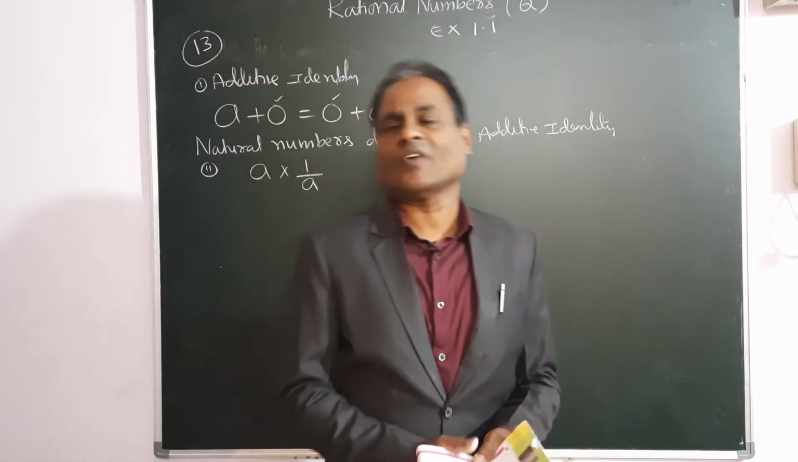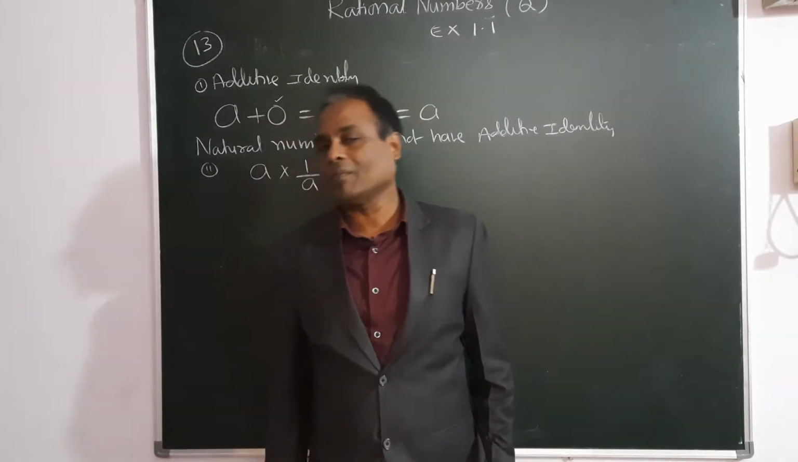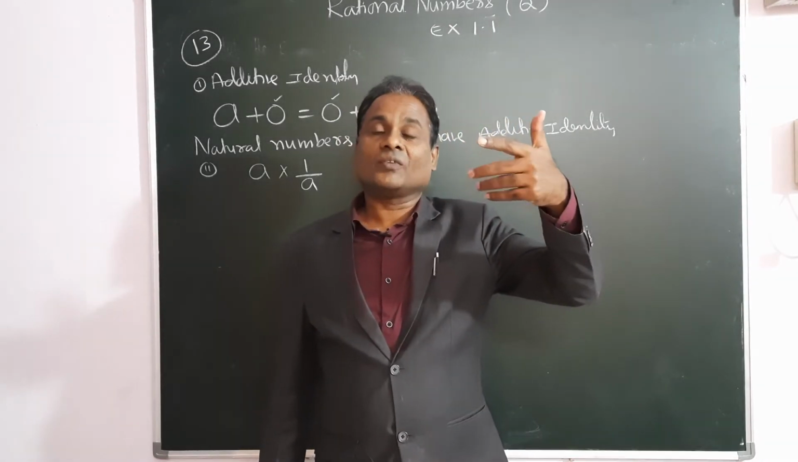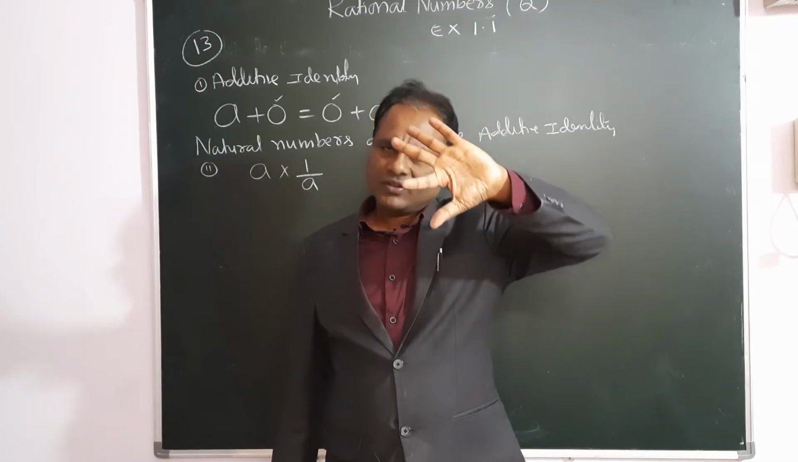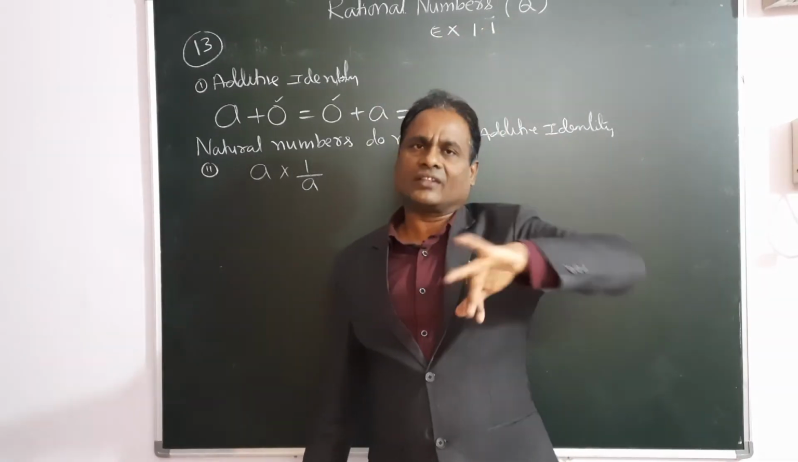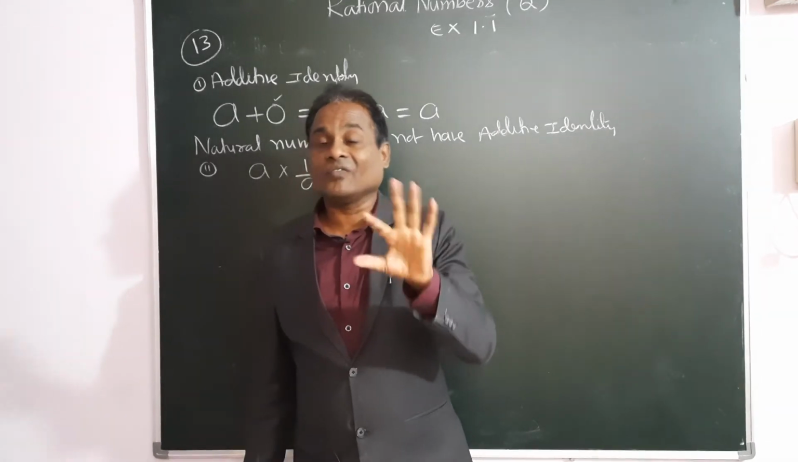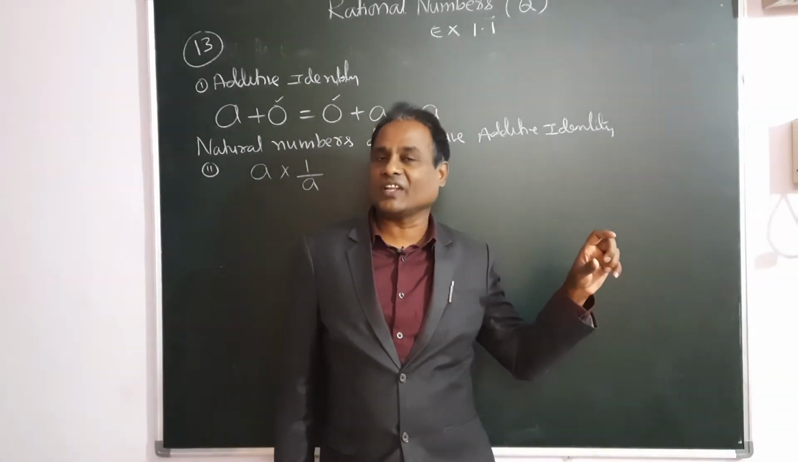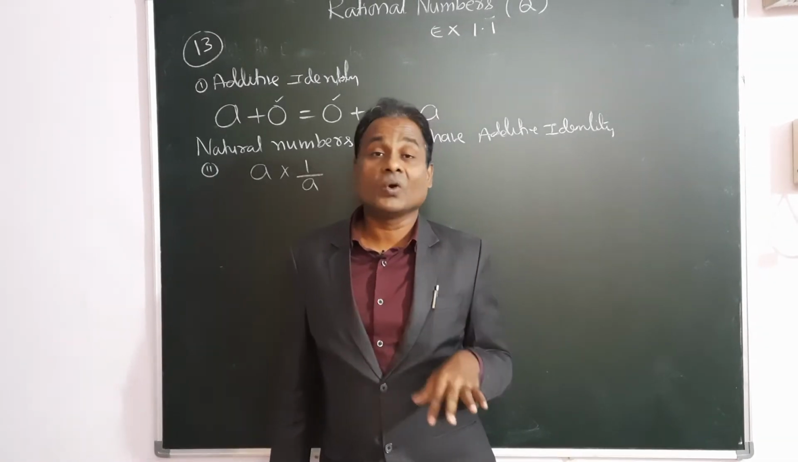Reciprocal of 3 is 1 by 3. Reciprocal of 2 is 1 by 2. Reciprocal of 10 is 1 by 10. Reciprocal of 2 by 3 is 3 by 2. Reciprocal of 5 by 6 is 6 by 5. Like that. Reciprocal means denominator in the numerator, numerator in the denominator. Every number will have its reciprocal in rational numbers, but there is one number which doesn't have a reciprocal.